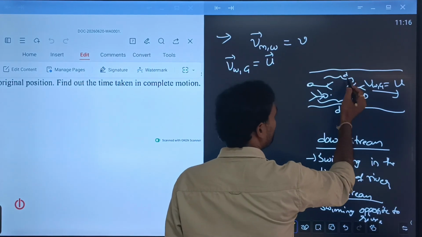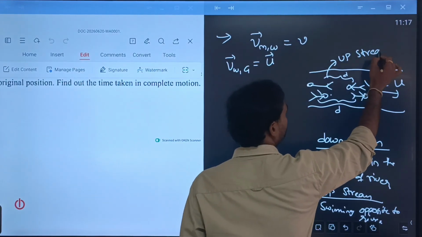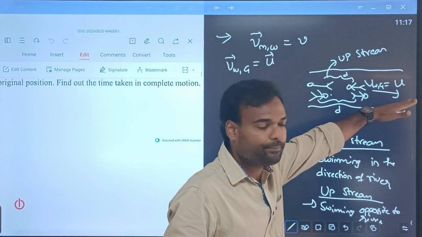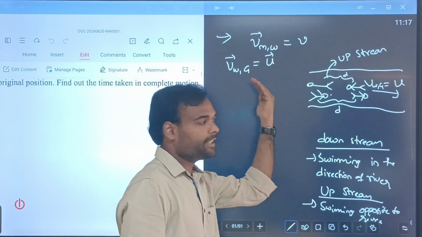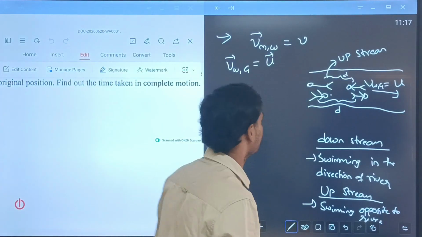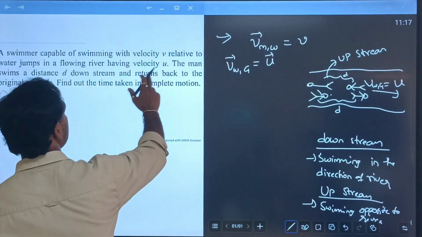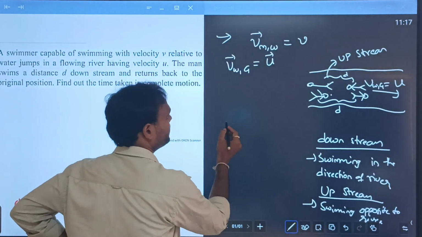Again, he traveled d. But this is upstream because the river is flowing in the rightward direction and he is moving in the leftward direction in the second case. So this will be the upstream and this will be the downstream, right? Then back to the original position, we need to find the time taken to complete the motion.